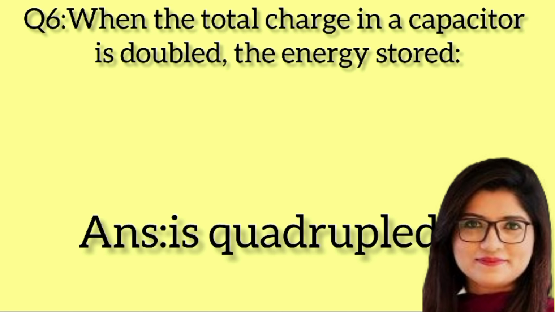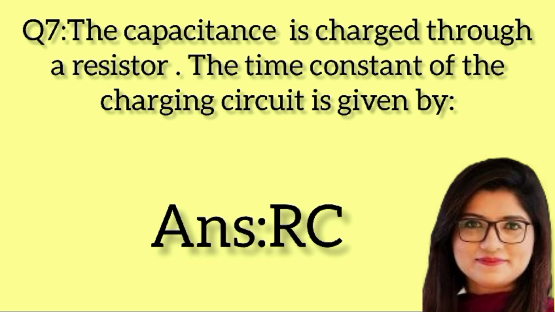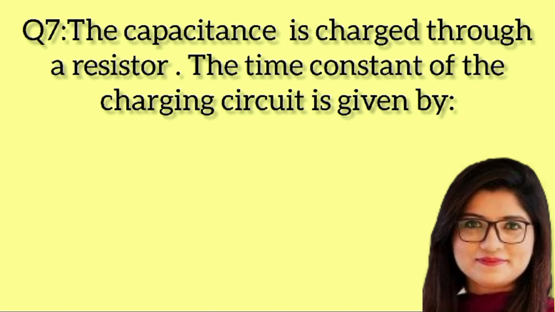is quadrupled. Question 7. The capacitor is charged through a resistor. The time constant of the charging circuit is given by RC.